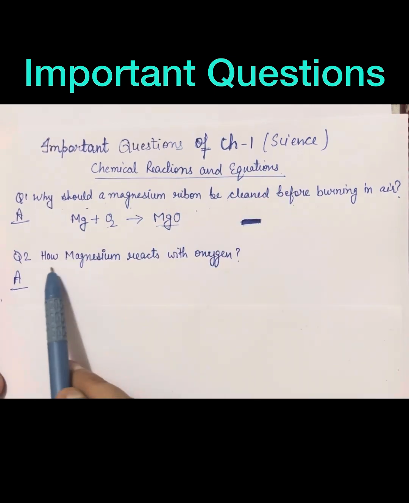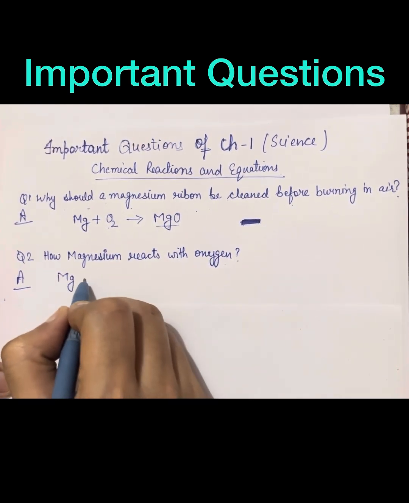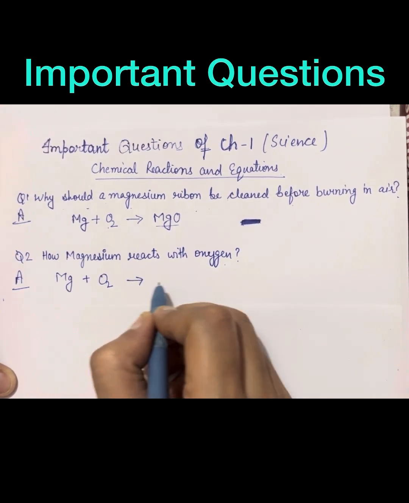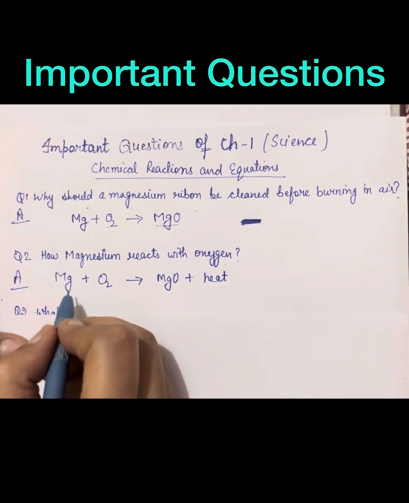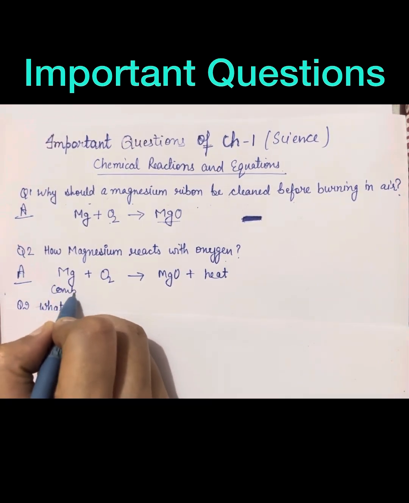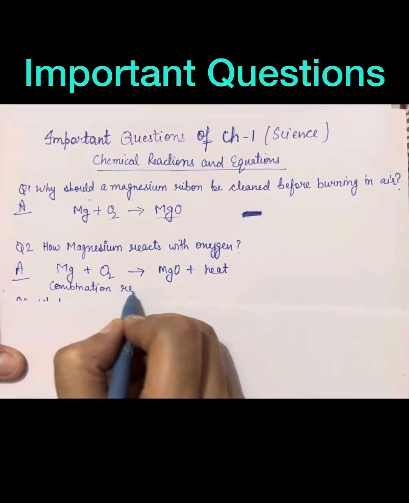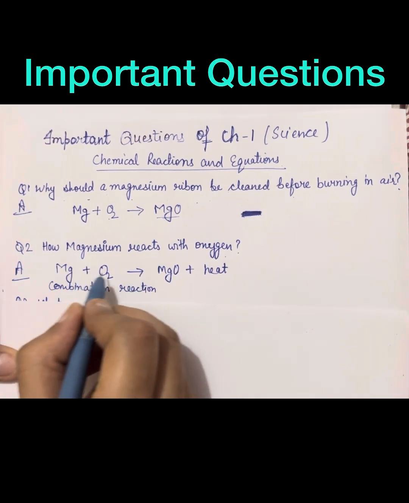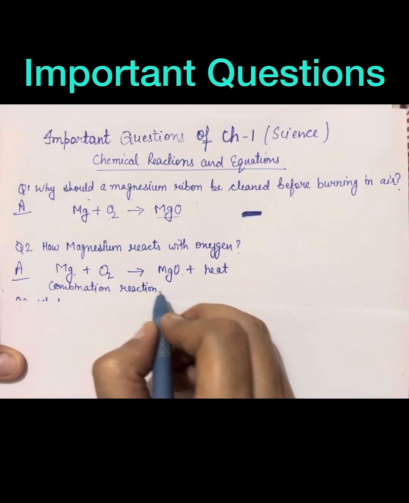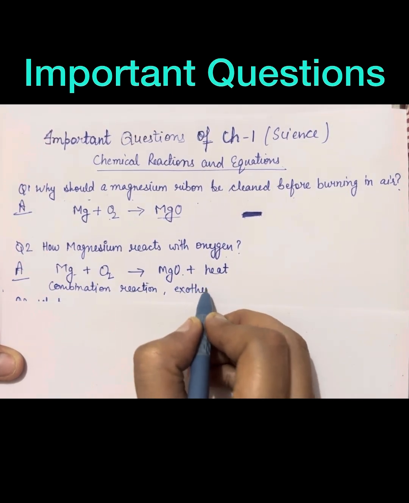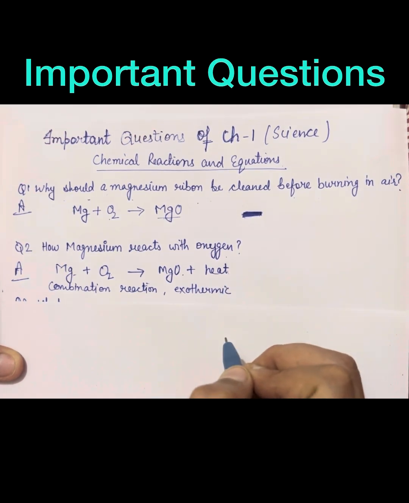Next question is, how does magnesium react with oxygen? So children, when magnesium is reacted with oxygen, it will form magnesium oxide plus heat, and this is a type of combination reaction in which two reactants combine to give one single product. Correct? And this is also an exothermic process. Exothermic process means a process in which heat is released.